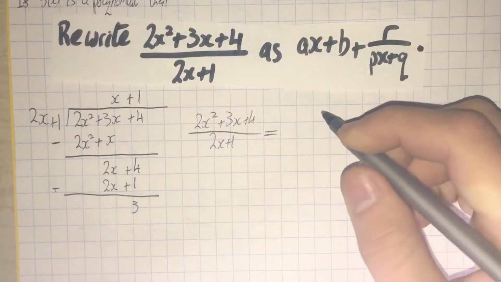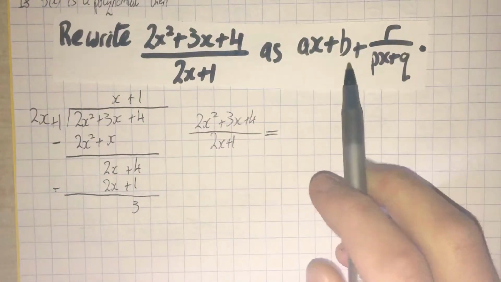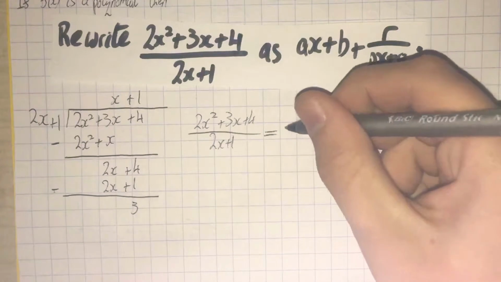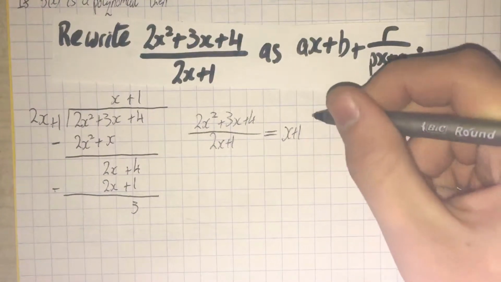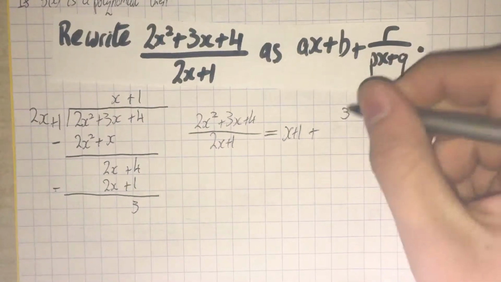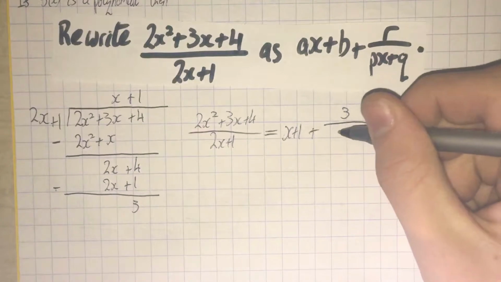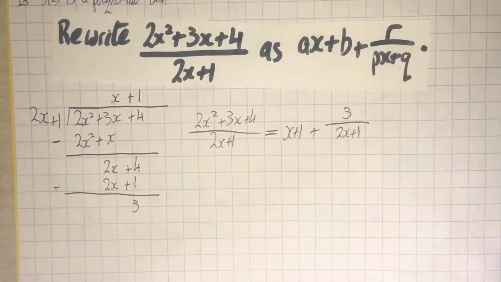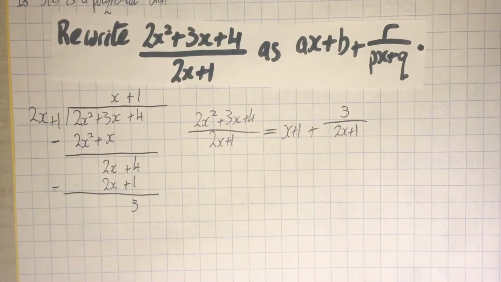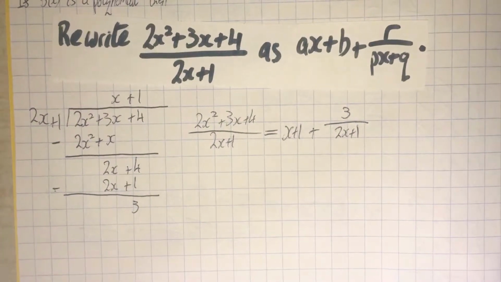as our x plus 1 here, which will be a qx from earlier, so x plus 1 plus our remainder 3 all over what we were dividing by, which is 2x plus 1. Which is jolly good. So hopefully you followed that.